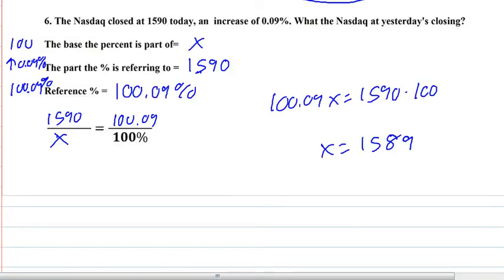And there's what you should have gotten. 1590 was the percent for the part. So the percent would have to be 100.09 because it represents an increase of 0.09%. Cross multiply it and you should get 1589. So 1589 and then you do a 0.09% increase, should give you 1590.